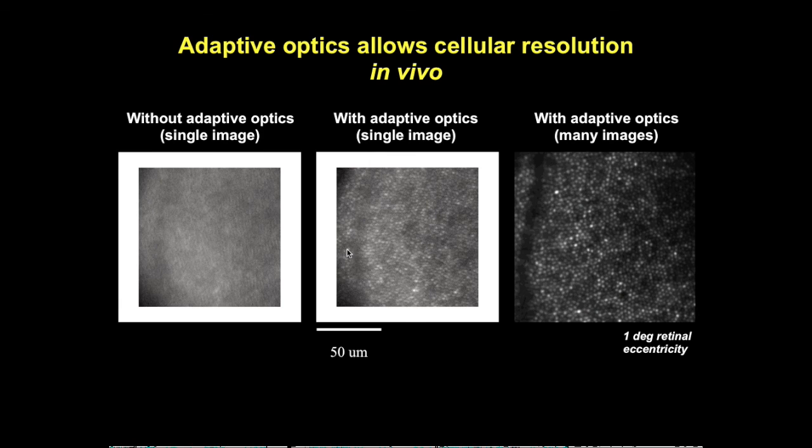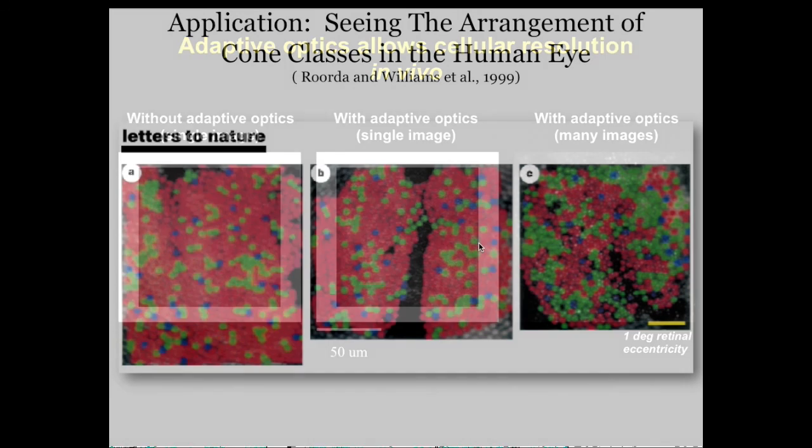So what does it look like? Well, without adaptive optics, here's a single image, and with adaptive optics, here's a single image. And if you average a bunch of times, you get sharp images like this. This is a good case to average. You can make a really rather nice picture, and get a crisp look at all the individual photoreceptors at the back of the living human eye. And there's a scale bar. This is about 50 microns in this image.